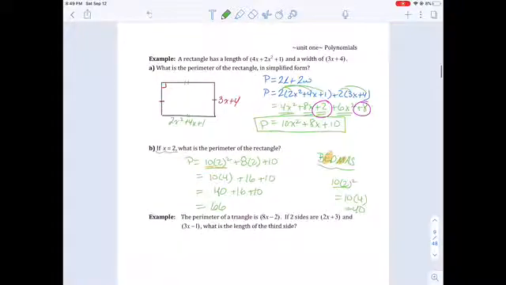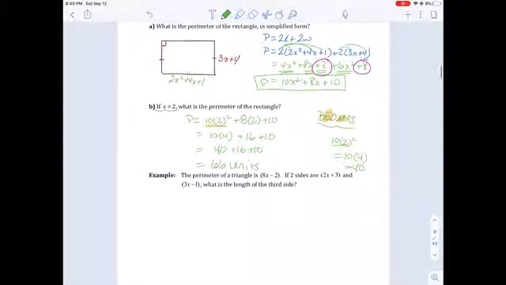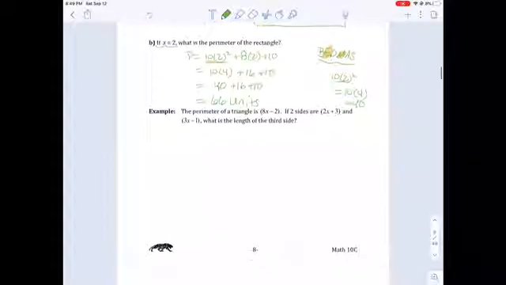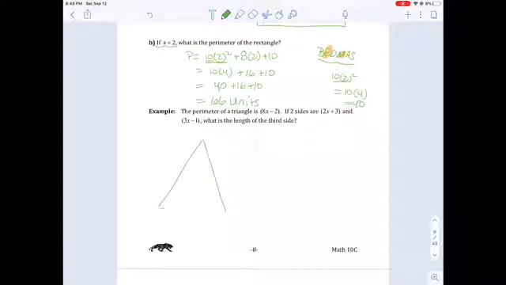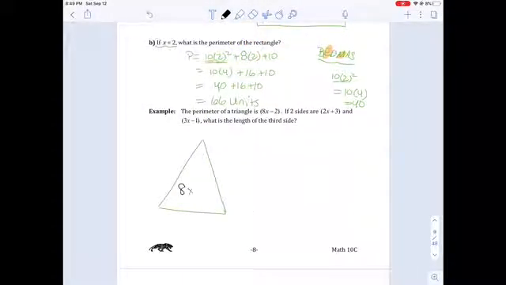And I guess is this centimeters? It doesn't really say the units, does it? So let's just say it's 66 units in length. Okay, and then the last one, we've got a perimeter, we've got a rectangle, sorry, we've got a triangle, I should say. The perimeter of the actual triangle is 8x minus 2.